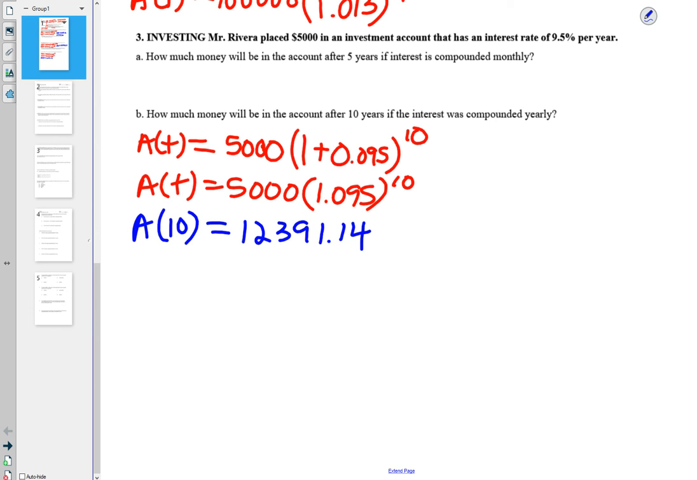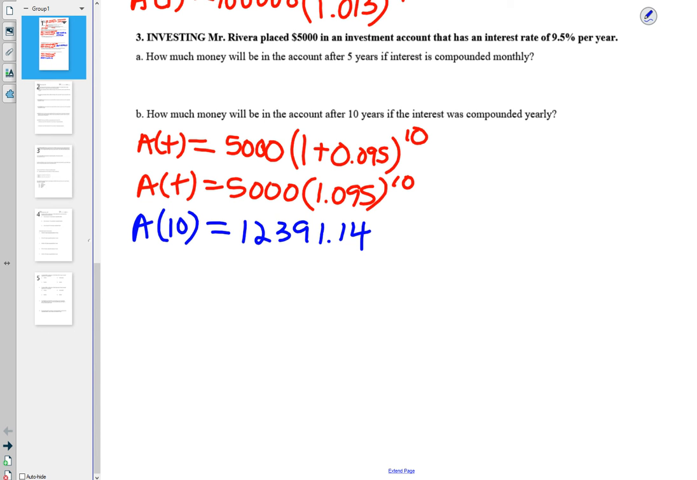Not a bad ROI. Do you guys know what ROI stands for? Rate of interest? No, not rate of interest, but that's a good guess. Nobody watches Shark Tank. It's called return on investment. How much did this person invest? 5,000. After 10 years, how much did they make back? Well, they made back the 12, but if you don't count the original investment, it'd be about $7,391.14. But who's counting?